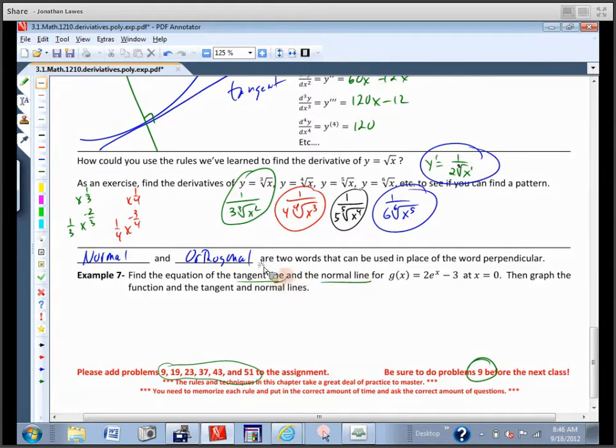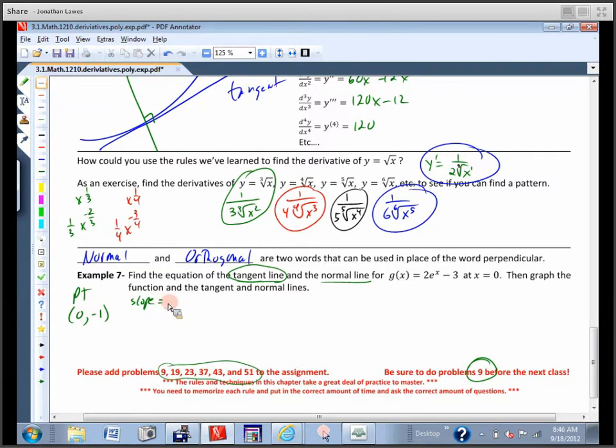It says, find the equation of the tangent line and the normal line for g of x equals 2e to the x minus 3 at x equals 0. Then graph the function, the tangent, and the normal lines. So, let's see. It says come up with a tangent line and a normal line. Well, let's focus on this for right now. We're good at finding tangent lines. What do we need in order to write the equation of the tangent line? We need a slope and a point. So they didn't give us a complete point or a complete slope, but we've got enough information we can figure that out. So here's our point.